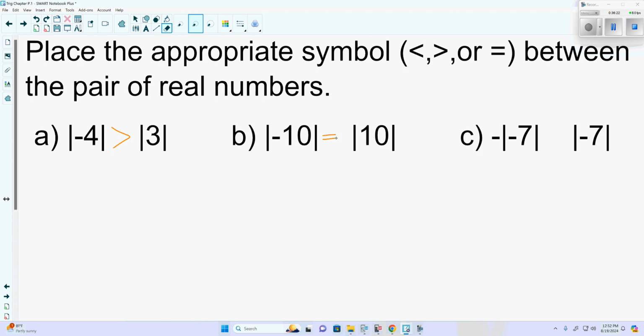And the last one, negative absolute value of negative 7 and the absolute value of negative 7. Because the negative absolute value of negative 7 would be negative 7. Absolute value of negative 7 is still 7. So really we're saying negative 7 is less than 7. Here 10 is equal to 10. And here 4 is greater than 3.